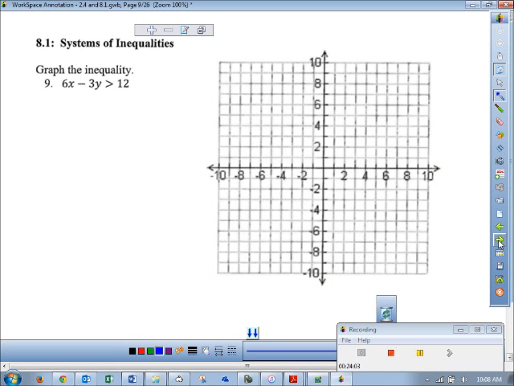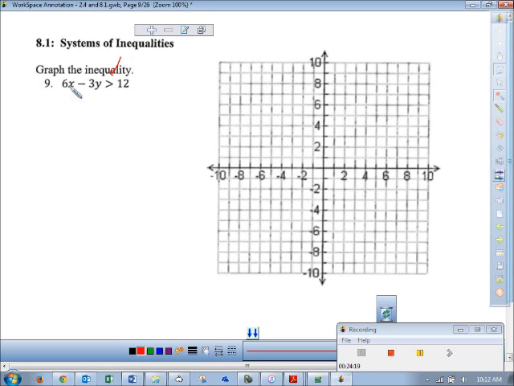All right, back to the back side. Let me get you all a straight edge real quick. All right. Again, just a quick refresher. Just hold on to it. Quick refresher of how to graph a linear inequality.